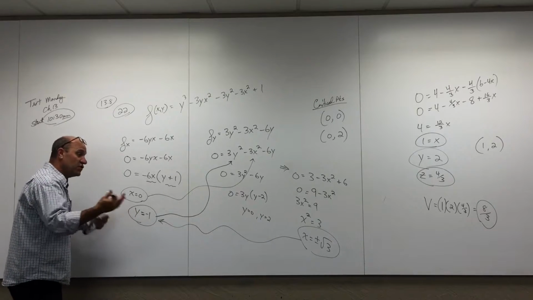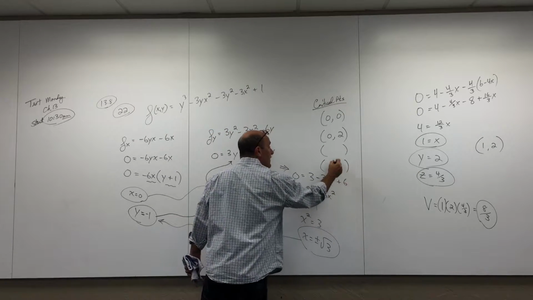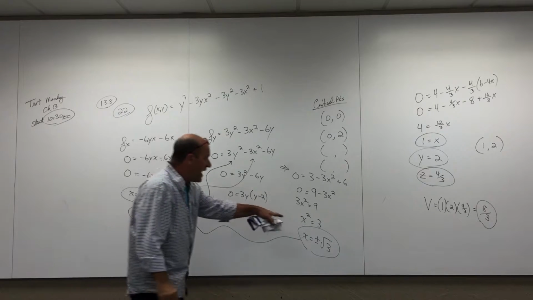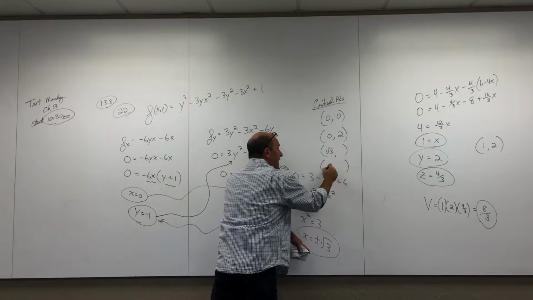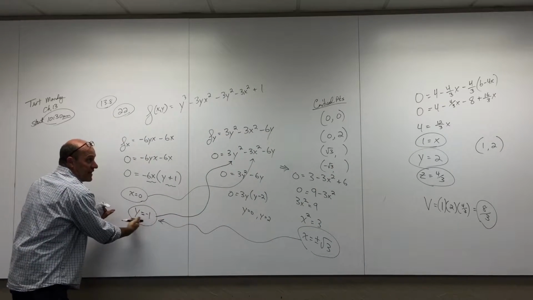So that leads to two more critical numbers. Here they are, two more critical numbers. We found them all. When x is the positive square root of 3, and when x is the negative square root of 3, the y value is negative 1.